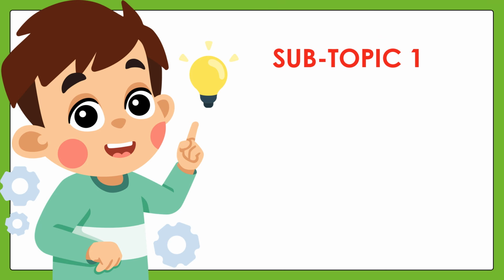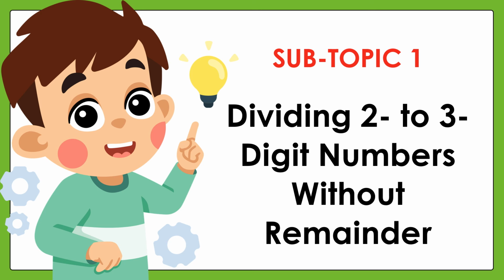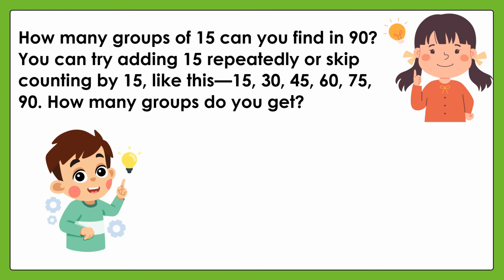Let's go on with our first topic, dividing 2 to 3-digit numbers without remainder. How many groups of 15 can you find in 90? You can try adding 15 repeatedly or skip counting by 15, like this: 15, 30, 45, 60, 75, and 90. So how many groups do you get? So we have 6.